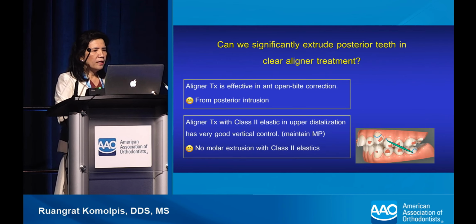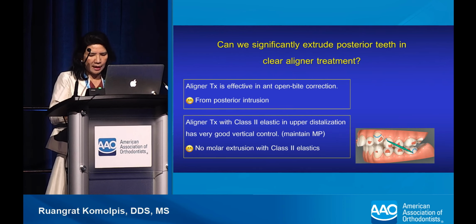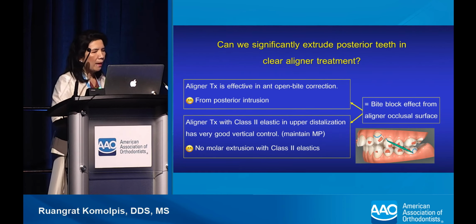We know that aligner is very good in controlling vertical even when we use class 2 elastic full time to sequentially distalize the upper arch in class 2. They maintain the vertical very well because they don't have any molar extrusion with class 2 elastic. And this is because of the bite block effect from the aligner occlusal surface.